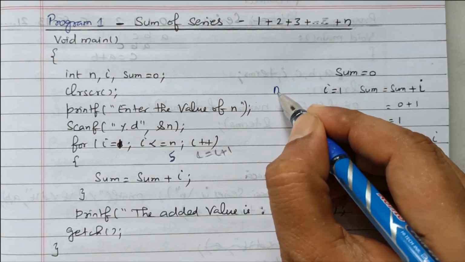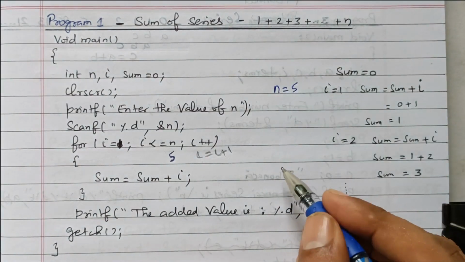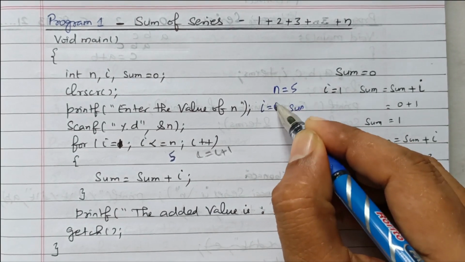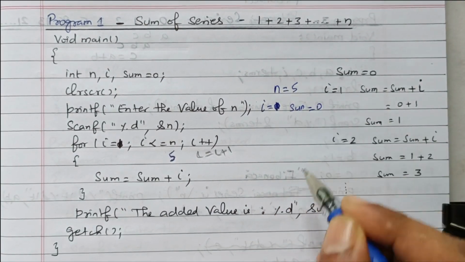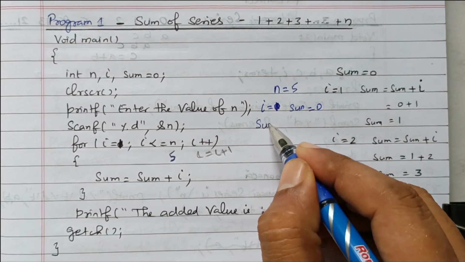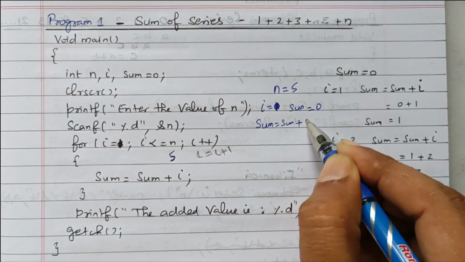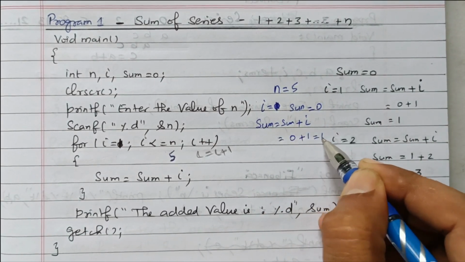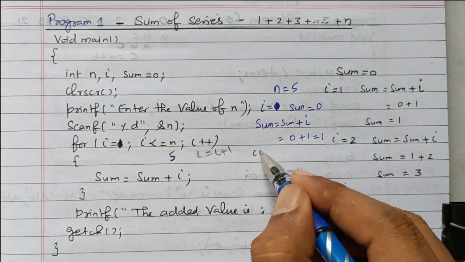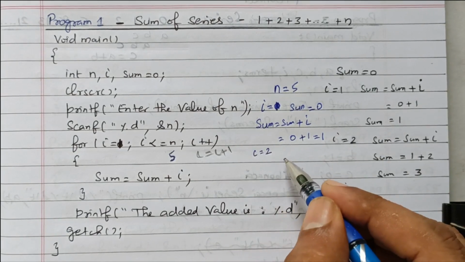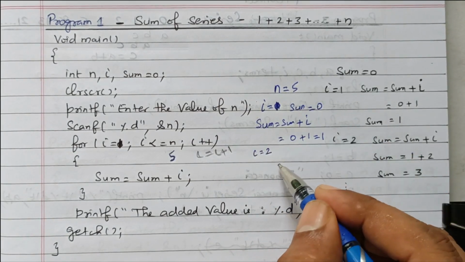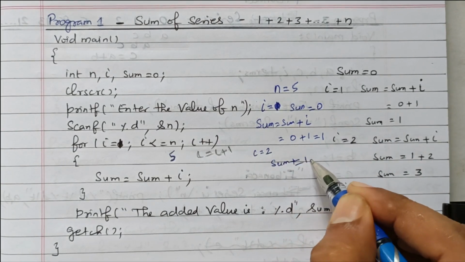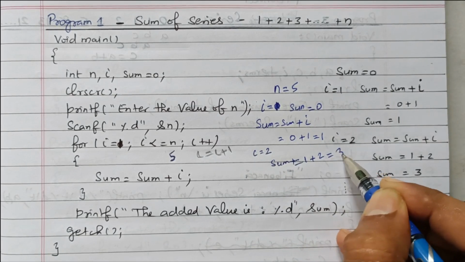Let us consider this n equal to 5. Right. So initially I equal to 1, sum equal to 0. So sum equal to sum plus I, that is 0 plus 1, it becomes 1. Now I equal to 2. So this condition is satisfied. So that sum equal to sum plus I. So the sum value is now 1. So 1 plus 2, it becomes 3.